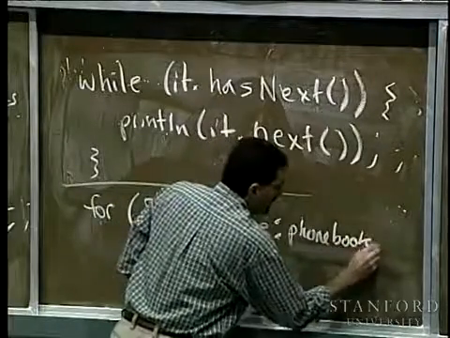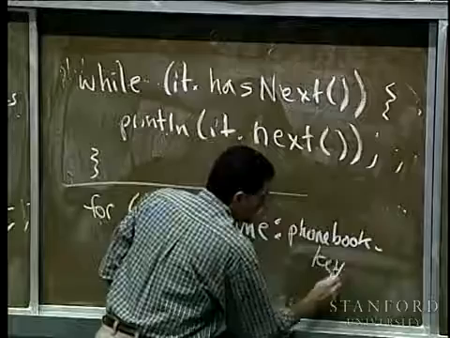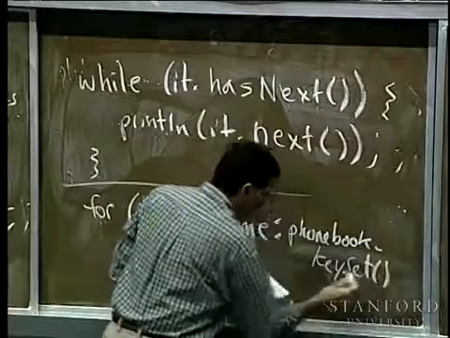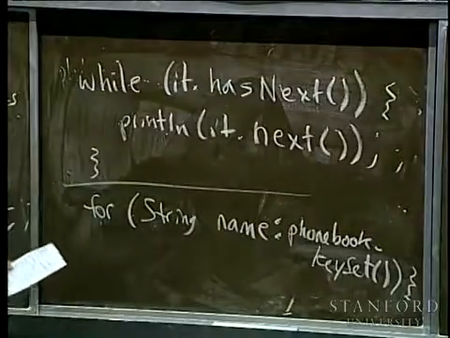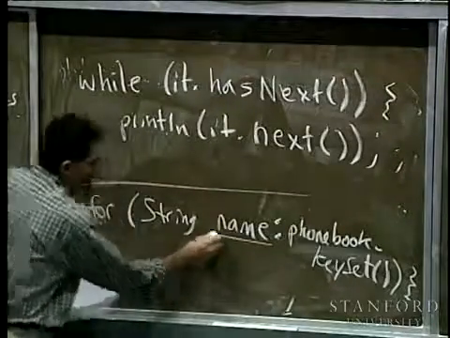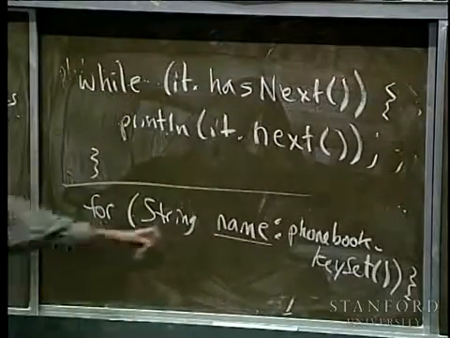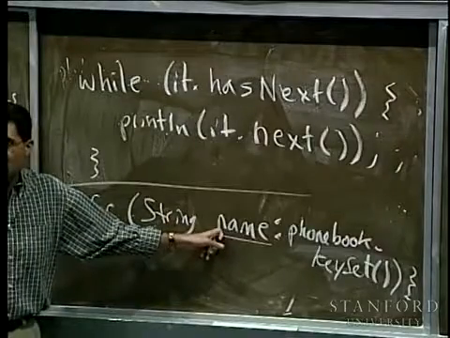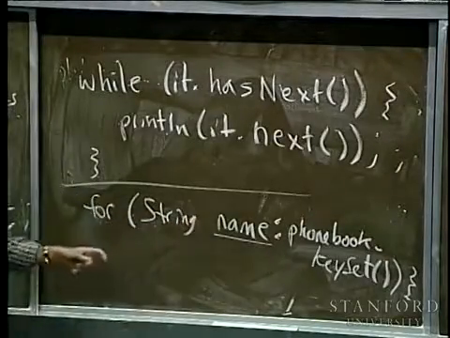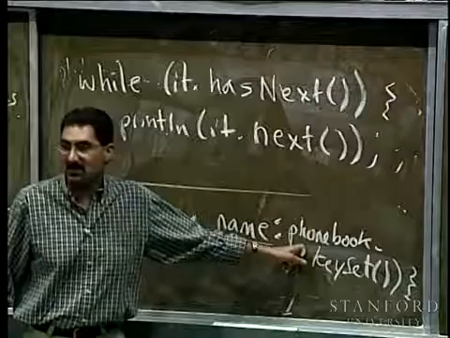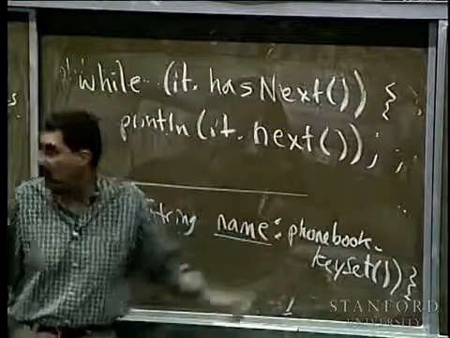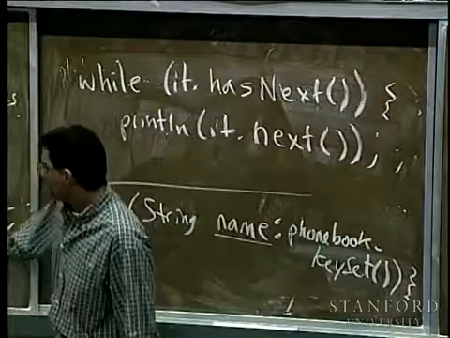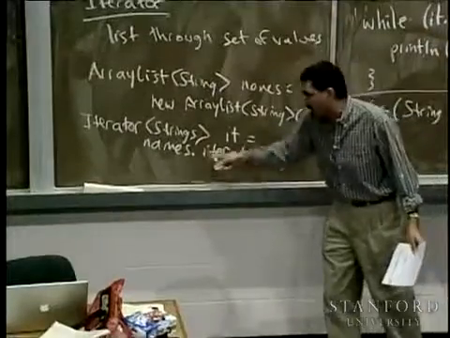Phonebook. This would all be on the same line, keyset. Okay? And then inside this loop, what you can do is this name of this variable is a declaration of a variable that sequentially will go through all of the elements of this collection over here. And so this collection could be the key set from a phone book. It could actually be an array list, because over here we were asking the array list directly for an iterator.